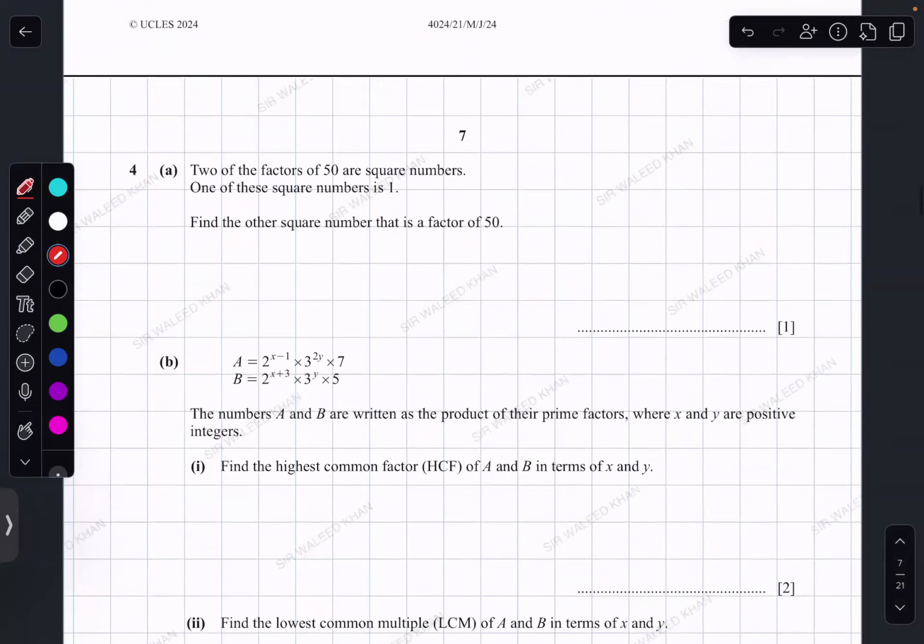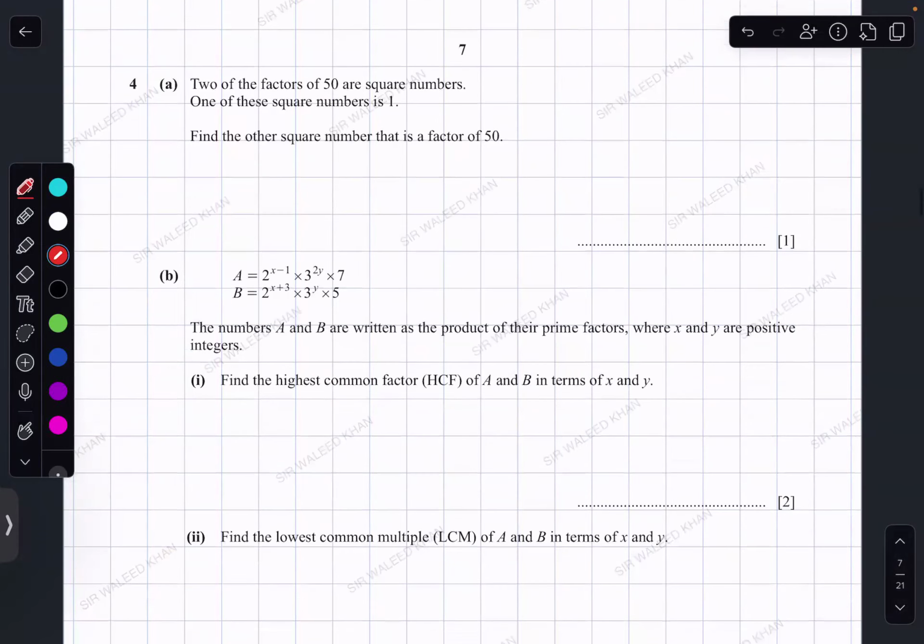Next, question number 4. Two of the factors of 50 are square numbers. One of the square numbers is 1. Find the other square number that is a factor of 50. So you have to see which numbers can divide 50 completely and select the square numbers from it. It's not that difficult. Square of 1 is 1, square of 2 is 4, then 9, 16, 25, 36, then 49. So you can obviously see that the only two numbers which divide 50 are 1 and 25.